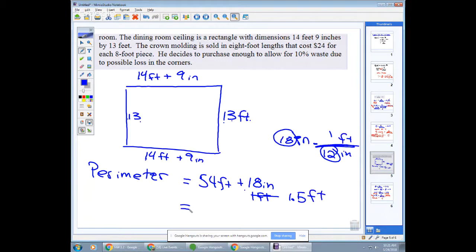So we've got 55.5. Am I doing okay? Anyone else get that? Yeah, okay. And again, it's a good idea to calculate this yourself too, and not necessarily trust me because I make mistakes all the time. All right, so next thing, this is sold in 8-foot pieces.